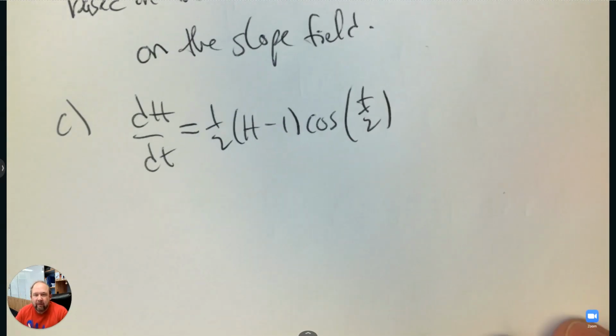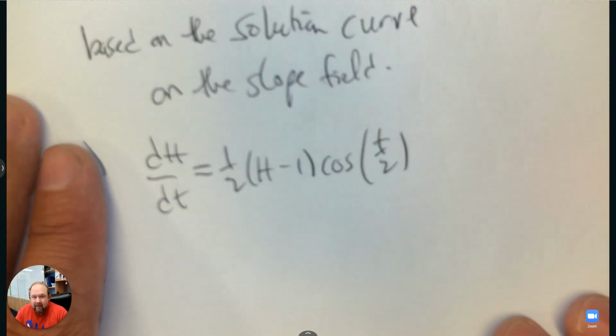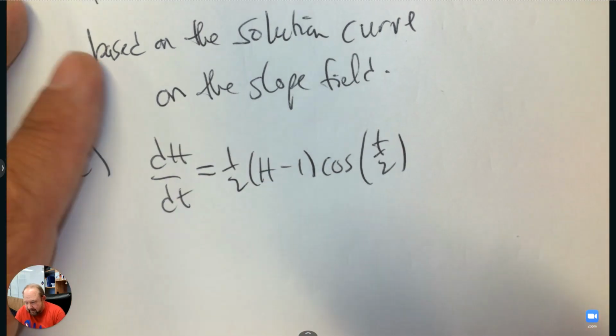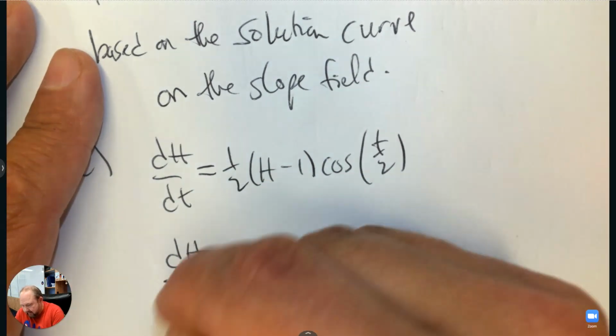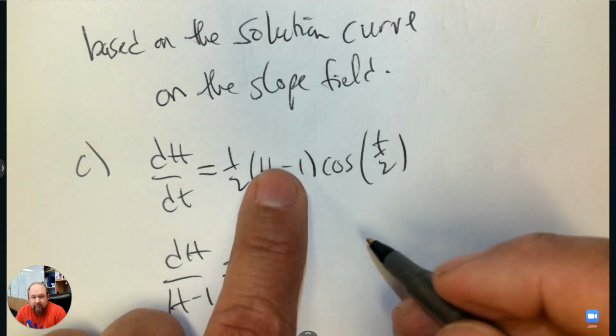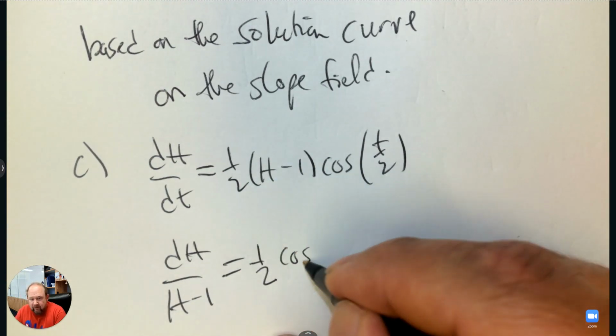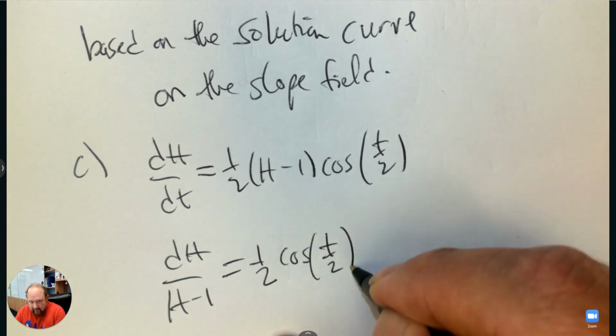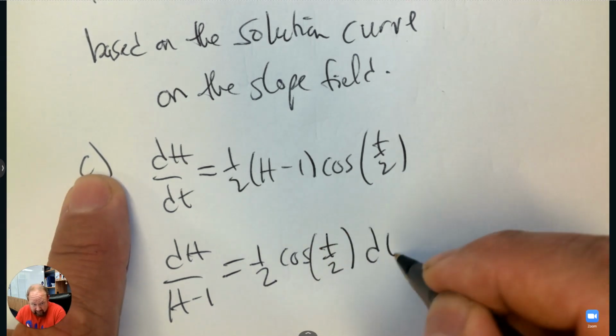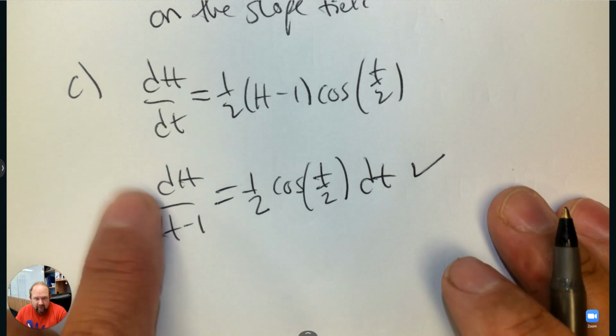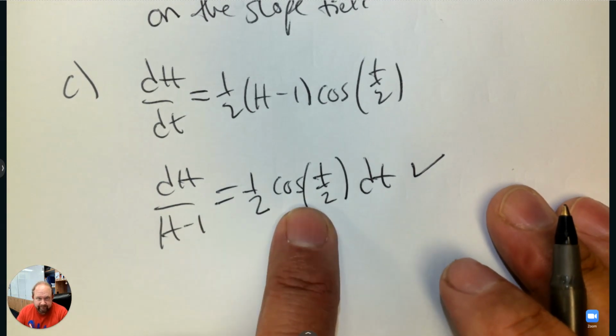Okay, so step one is we have h and t. So I'm going to divide only by h minus 1. So I'm going to divide h minus 1. That leaves me with 1/2 over here. That leaves me with cosine over here. That leaves me with t divided by 2. And then I'm going to multiply by dt. So now the h's are on one side and the t's on the other.